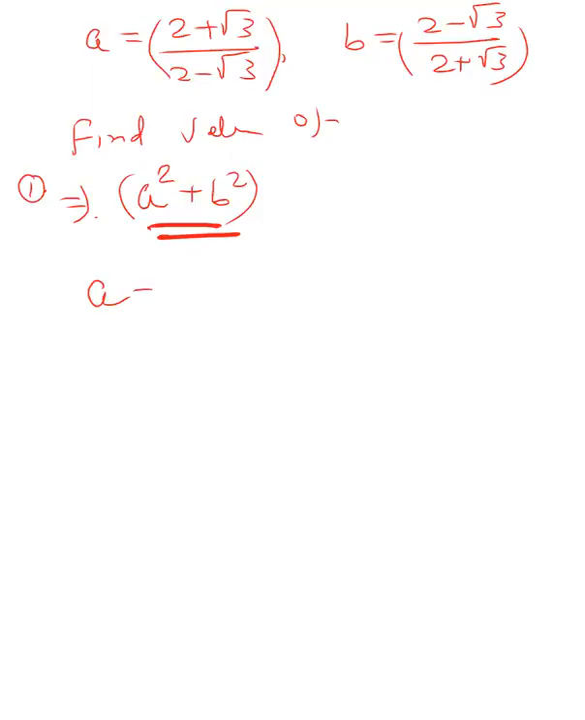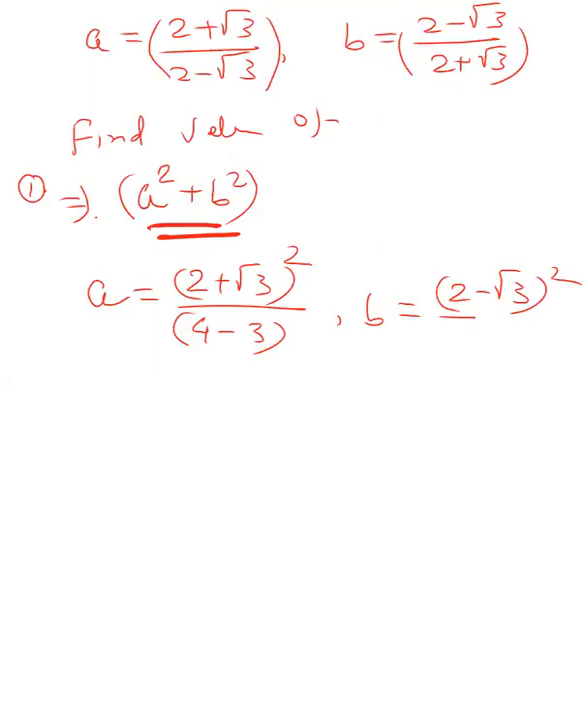A we can write by multiplying with the conjugate. So 2 plus root 3, the whole square, upon 4 minus 3, that's 1. And B is 2 minus root 3, the whole square, upon 1, right? Multiplying with the conjugate in both ways. So A is coming as 5 plus 4 root 3.